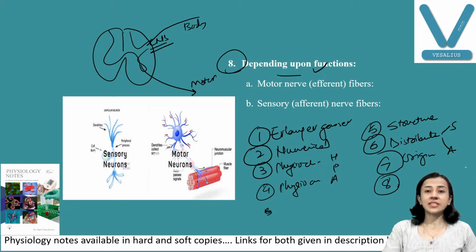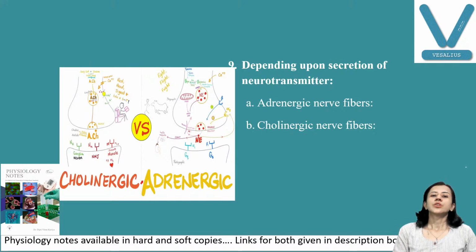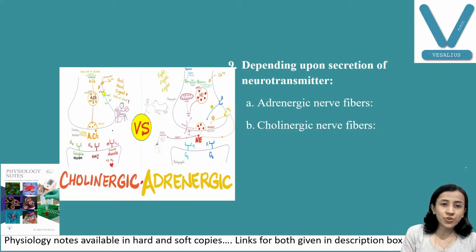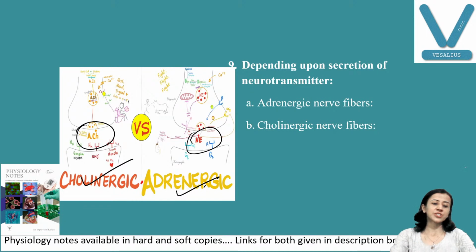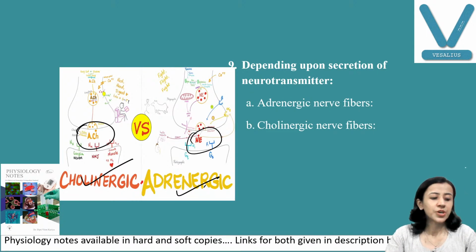Last one, ninth, depending on neurotransmitter. If the neurotransmitter is acetylcholine, the fibers are cholinergic, and if the neurotransmitter is adrenaline or noradrenaline, they are adrenergic fibers. So this is the classification. This may be asked as a short question. You have to write down all the 9 types of classification.